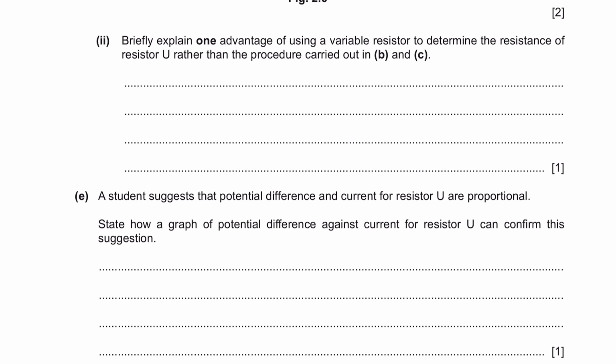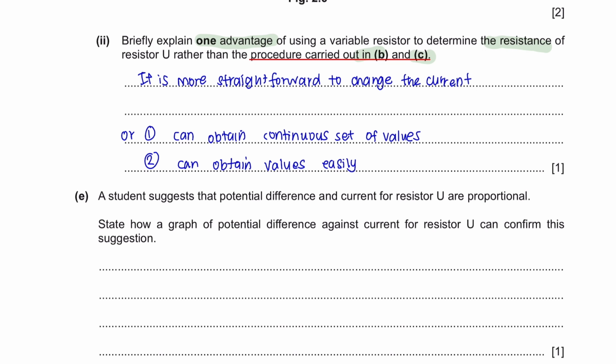Part 2. Briefly explain one advantage of using a variable resistor to determine the resistance of resistor U rather than the procedure carried out in Part B and Part C. The procedure carried out in Part B and Part C was by investigating a circuit by using different combinations of resistors. And right now, they're using just a variable resistor instead of combinations of different resistors. This can make your experiment easier to perform because it is now more straightforward or easier to change and control the current. Or you could also say any of these two.